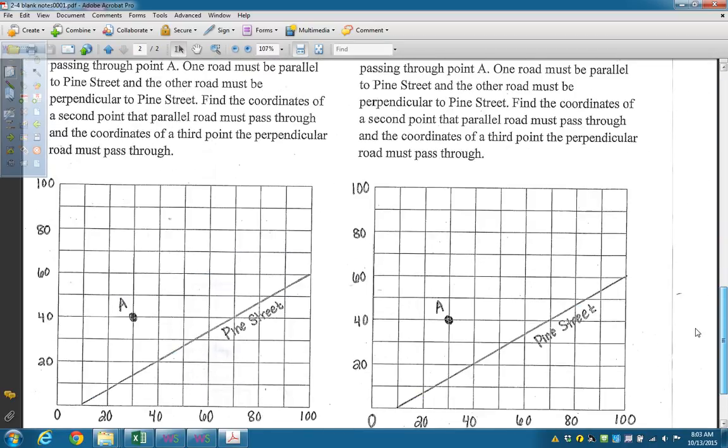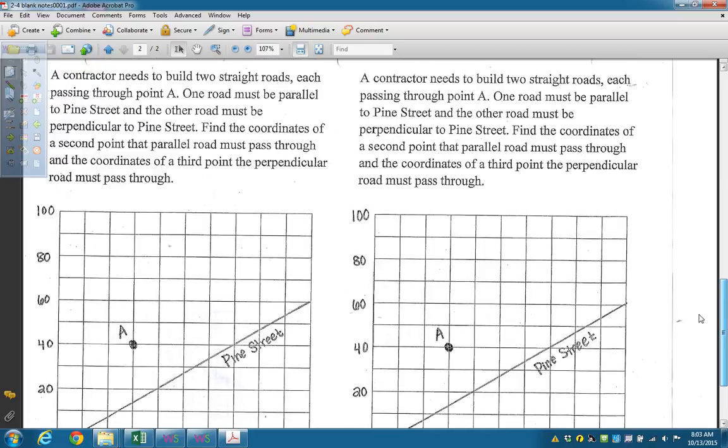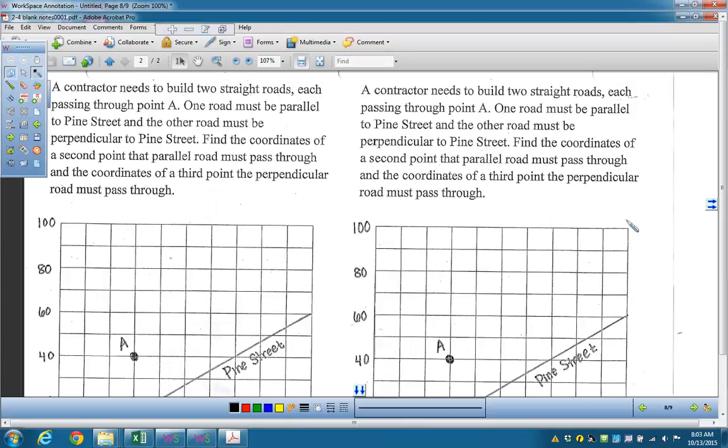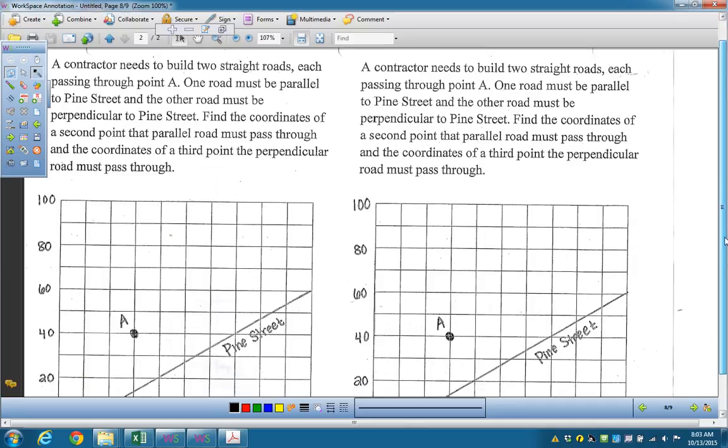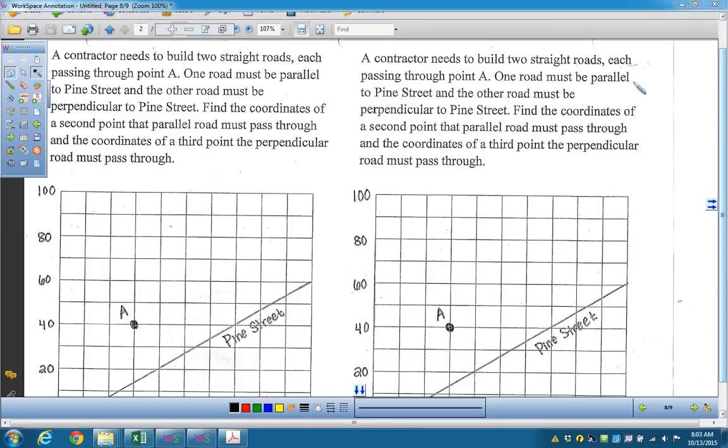So this is the same problem. This was supposed to be cut in half, but it's not. Let's look at this one. A contractor needs to build 2 straight roads, each passing through point A. One road must be parallel, and the other road must be perpendicular to Pine Street. Find the coordinates of a second point that the parallel road must pass through, and the coordinates of a third point the perpendicular road must pass through.